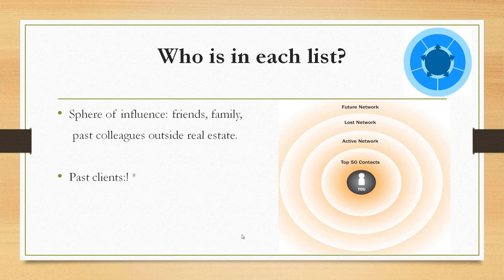So, first is sphere of influence. That is friends, family, past colleagues, outside real estate. So you can see in the center of all the circles you are there, and then comes your top 50 clients and contacts. Then there is your active network, then there is lost network, and there is a future network. Let us understand what actually this is.